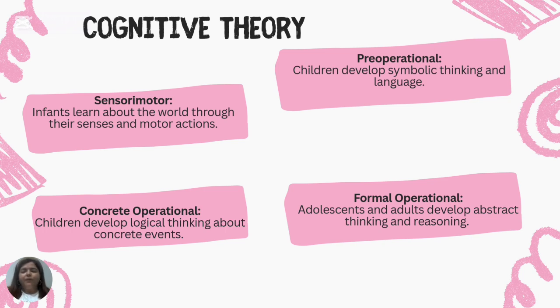And the last one, formal operational. Adolescents and adults develop abstract thinking and reasoning. They can solve abstract problems, understand hypothetical situations, and engage in scientific reasoning. They can also think about complex concepts like morality and justice.